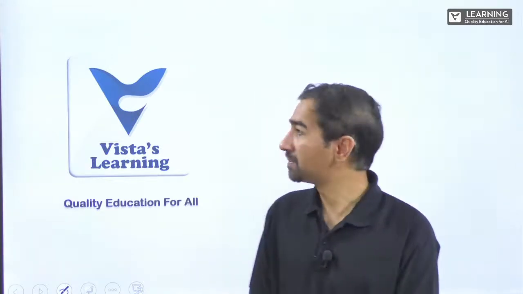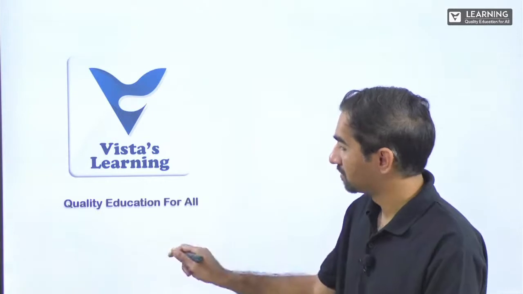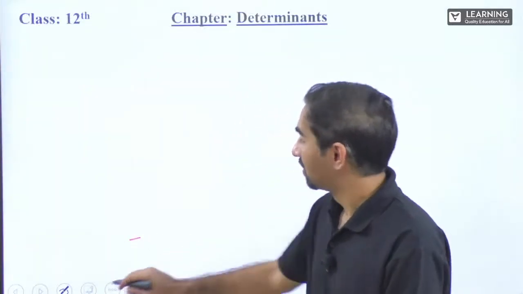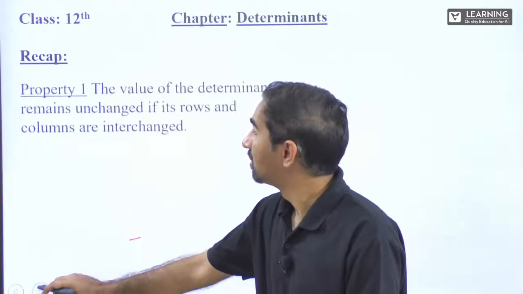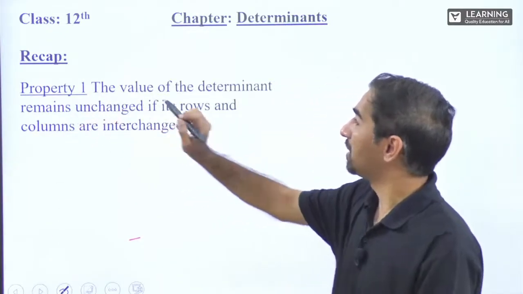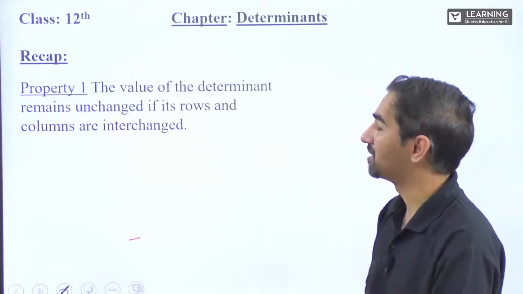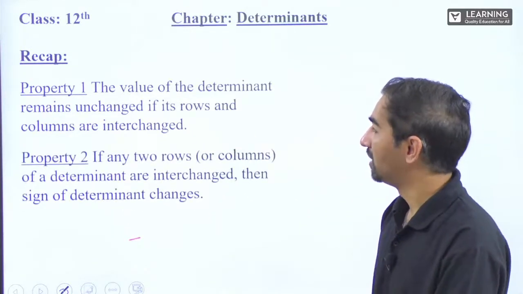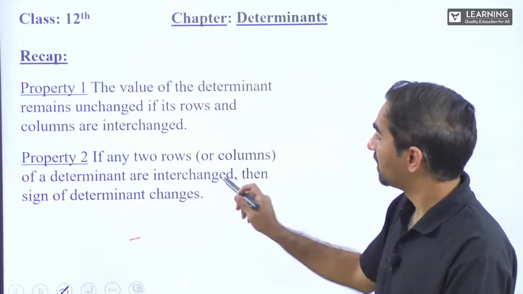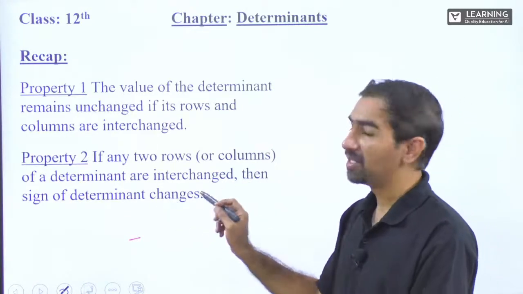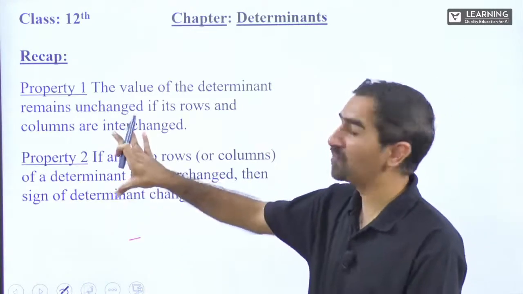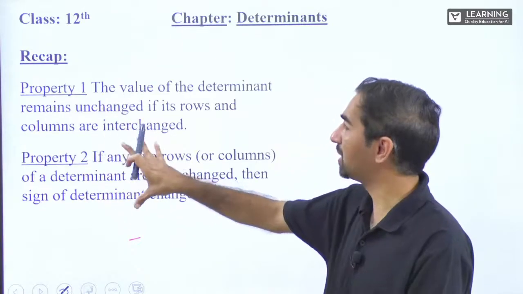So in the recap, we had seen property number 1, the value of the determinant remains unchanged if its rows and columns are interchanged. And also property 2, if any two rows or columns of a determinant are interchanged, then the sign of the determinant changes. So these are the properties which we had seen in the previous class. This is just a quick recap.